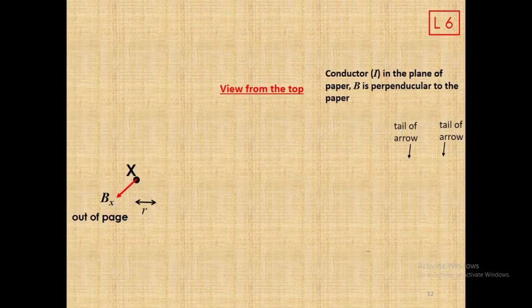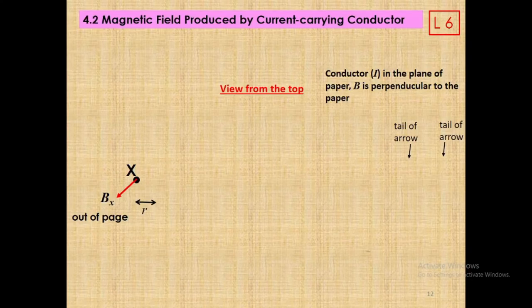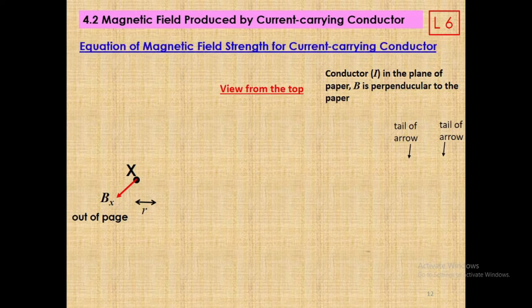Sometimes you have to figure out the direction of the magnetic field at a specific point around a conductor. Alright, so we continue with 4.2, magnetic field produced by the current-carrying conductor.